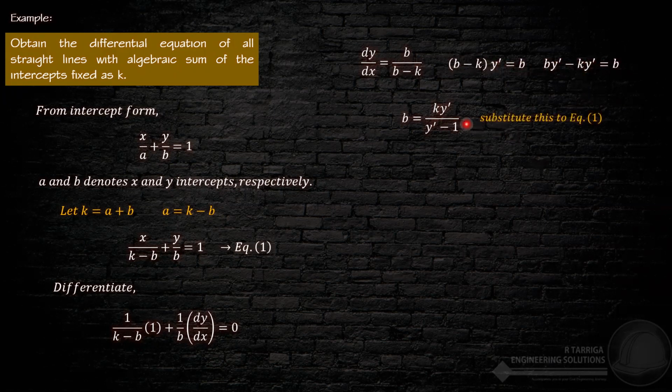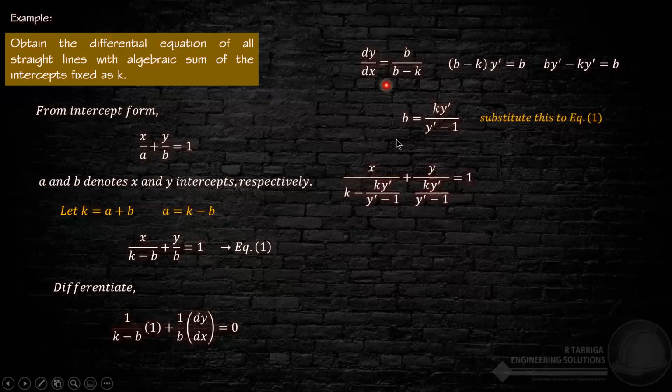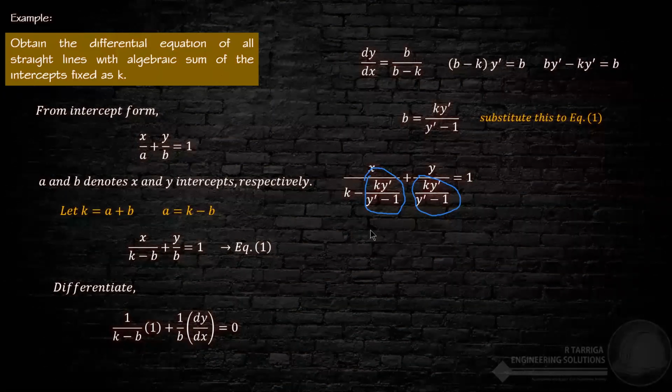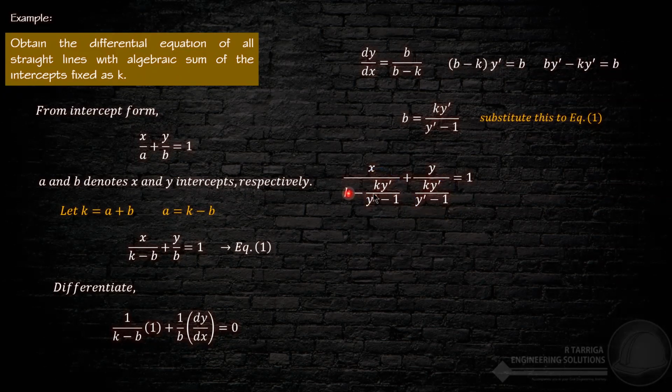Now, substitute this to equation 1. So, ang b is equal to ky prime over (y prime − 1). So, ito na. Substitute natin. Okay. So, instead of b, ito na yung gi-substitute natin. Tignan ninyo, no? Ito, b man siya. B man. Right? So, that is b. Okay? Simplifying, unahin na natin to. Para equal yung denominator dito. Okay? So, that would become this one.